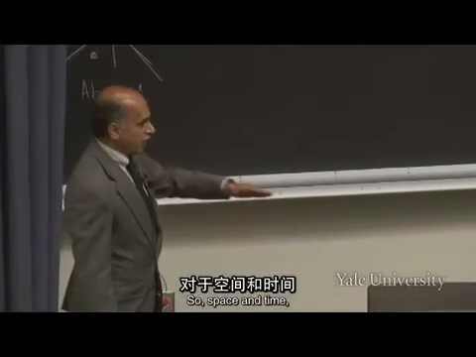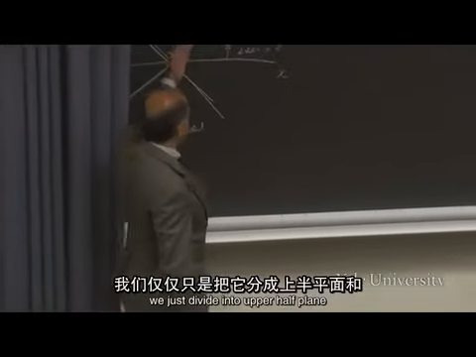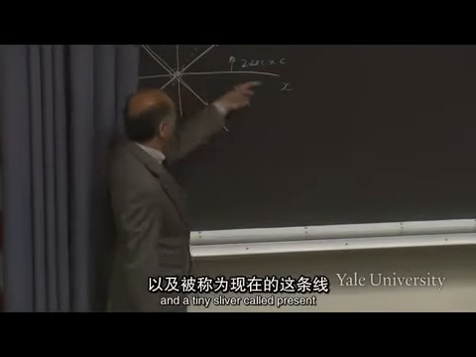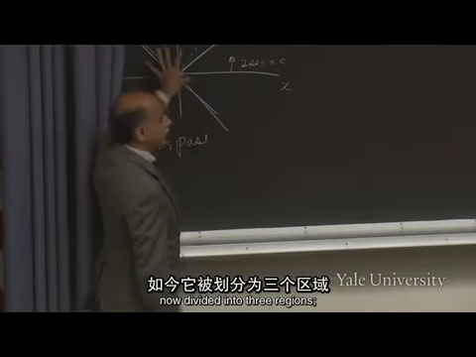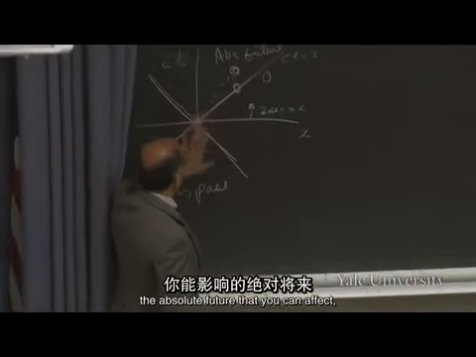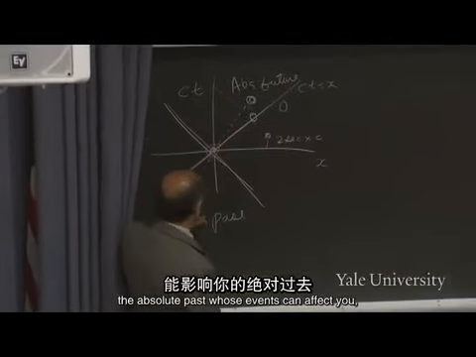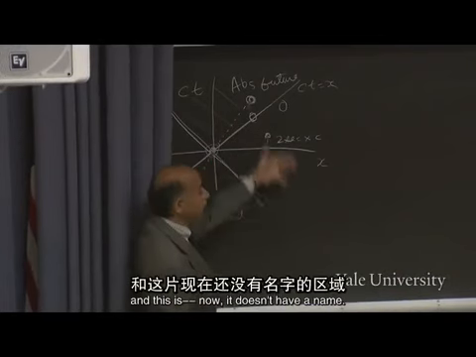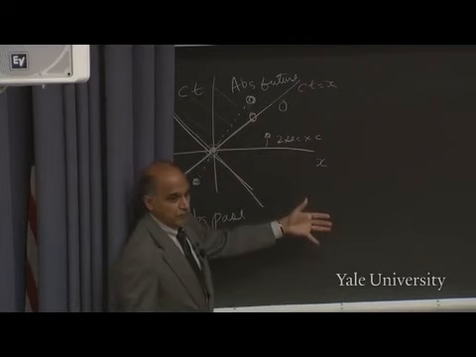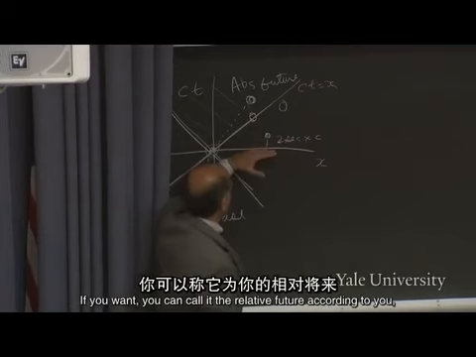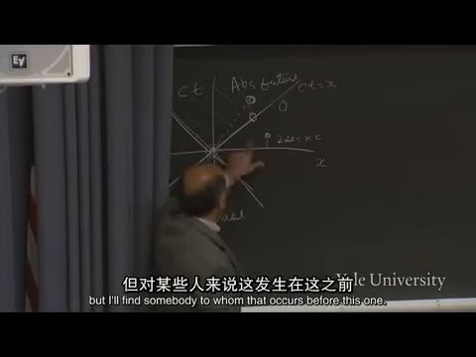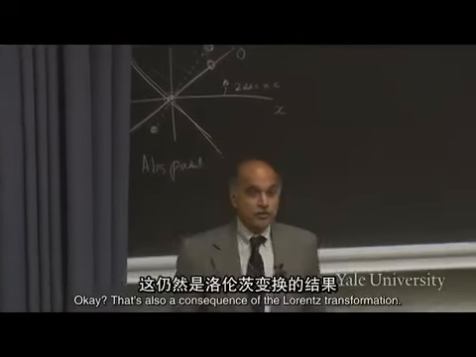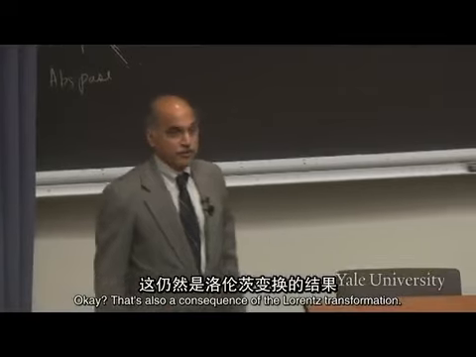So space and time, which used to be divided into an upper half plane and a lower half plane, into future and past, and a tiny sliver called the present, is now divided into three regions: the absolute future that you can affect, the absolute past whose events can affect you, and this region, which doesn't have a name. If you want, you can call it the relative future according to you, but I'll find somebody to whom that occurs before this one. Okay, that's also a consequence of the Lorentz transformation.